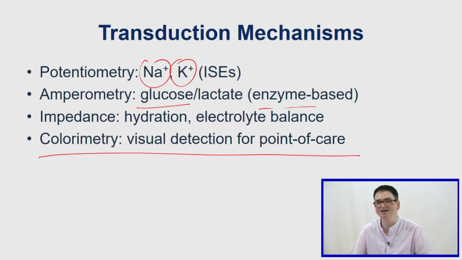Colorimetry is very, very useful. I've already given you examples wherein it's a nice way of visual detection, point of care. If you see a color change, it should be a significant color change, ideally from blue to red, green to red, and things like that, which are very much visual, although it might be an impairment for people who are suffering from color blindness.